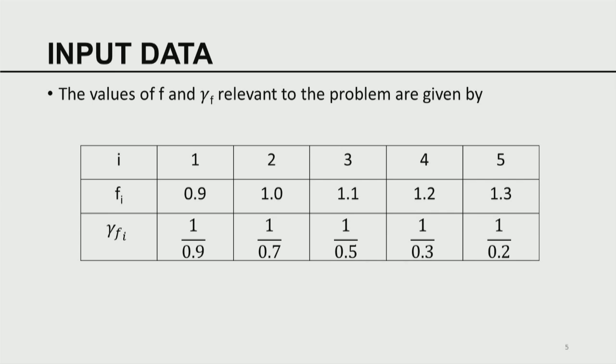So here are some basic values relevant to the problem. i is 1, 2, 3, 4, 5. That means I have 5 channels with 5 different frequencies. The frequencies are given in some scale. Let us not worry about the scale. So the frequencies range from 0.9 to 1.3, with increasing values of the frequency. These are some scaled values or a normalized frequency. Gamma f(i) are all constants. These are all radiation related constants. Physicists have already estimated these constants. So for the first channel it is 1 over 0.9, second channel 1 over 0.7, for the fifth channel it is 1 over 0.2. So gamma f(i) is known, f(i) is known. Frequencies and the corresponding radiation constants are known to us.